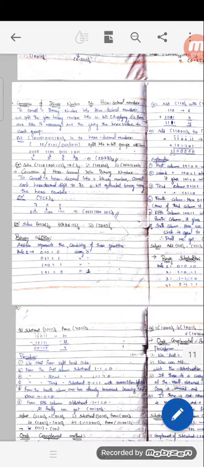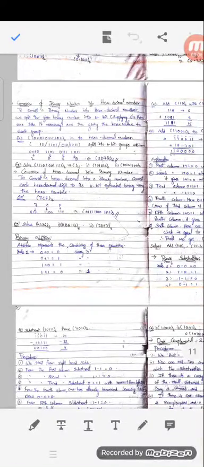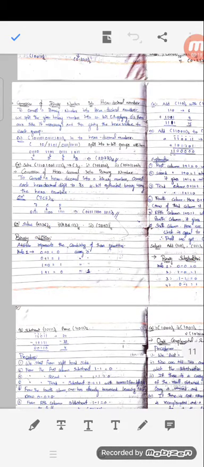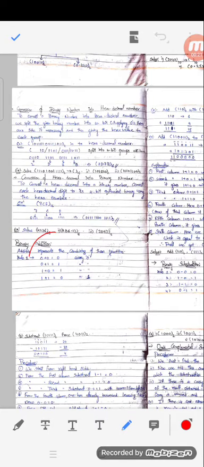Good morning. The next topics are binary addition, binary subtraction, one's complement subtraction, and two's complement subtraction. How do we do binary addition? Just follow the 4 steps.